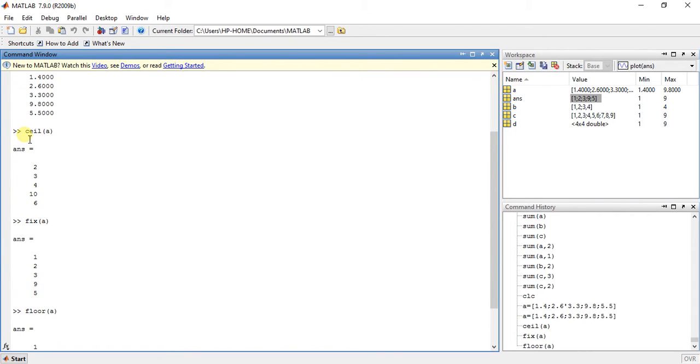This ceil is something like rounding towards positive infinity. So these are the three functions which are used in MATLAB for rounding.